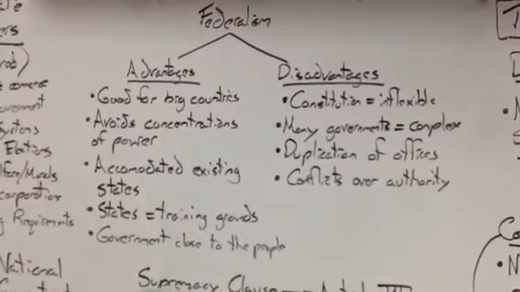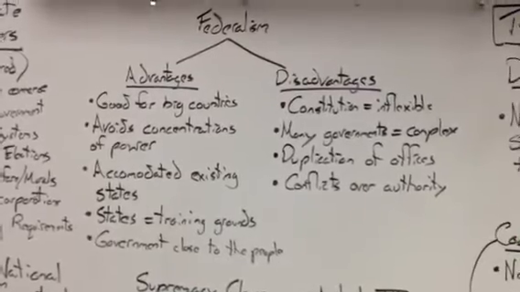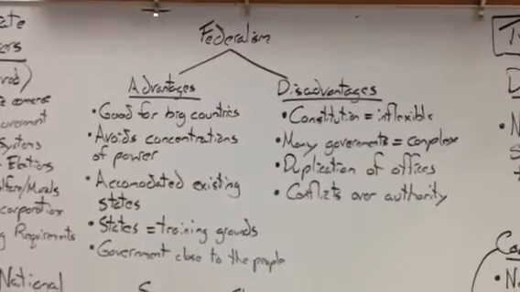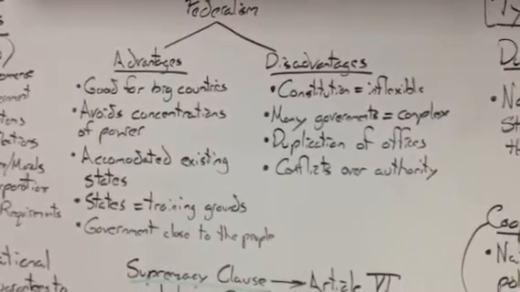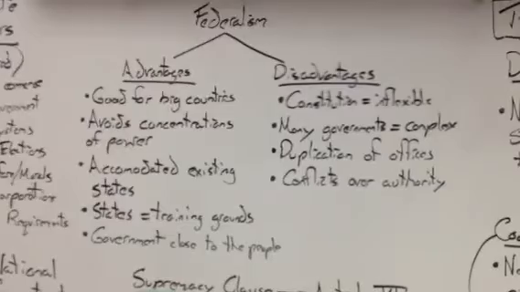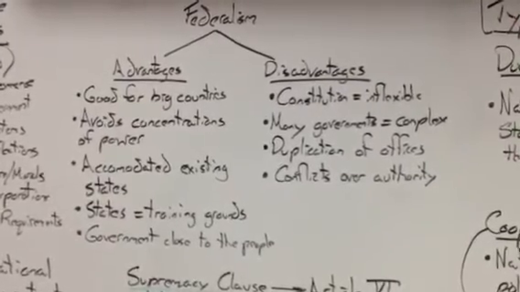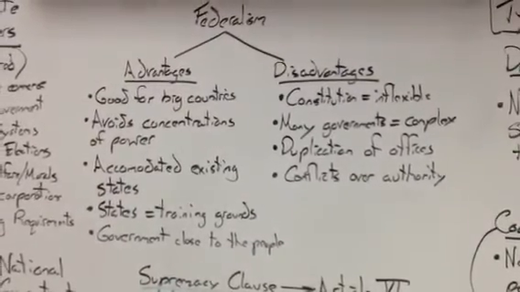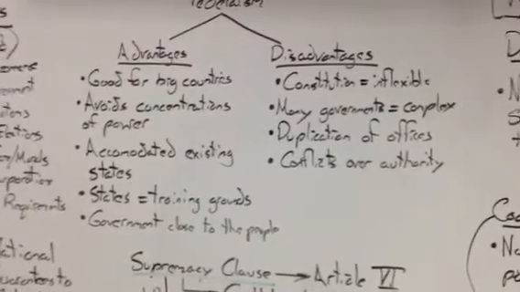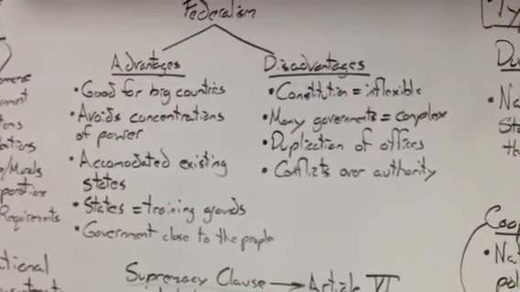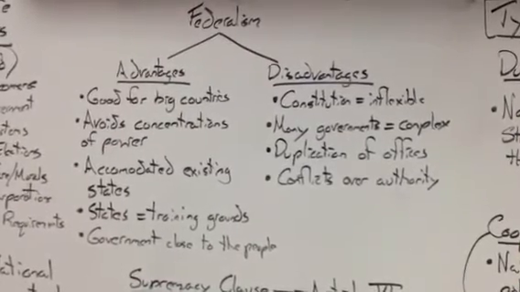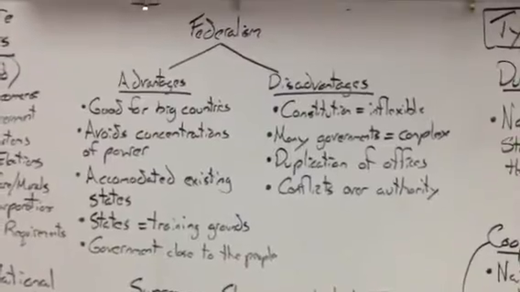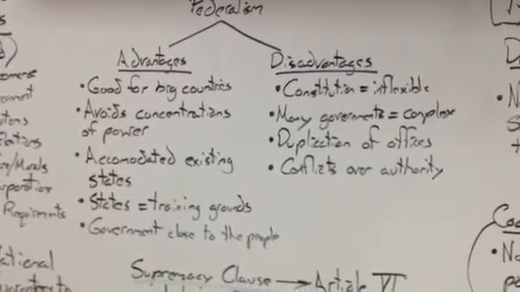Federalism also avoids concentrations of power by spreading it out amongst multiple levels: national, state, local. It was great, particularly for us, because it accommodated existing states. There were states that existed before the foundation of our national government, and it helped to bring them into the federal government. The states also serve as training grounds for national leaders. Very often you'll see governors and local senators at the state level go on to do work for the national government and be quite good at their jobs. It also keeps government close to the people.